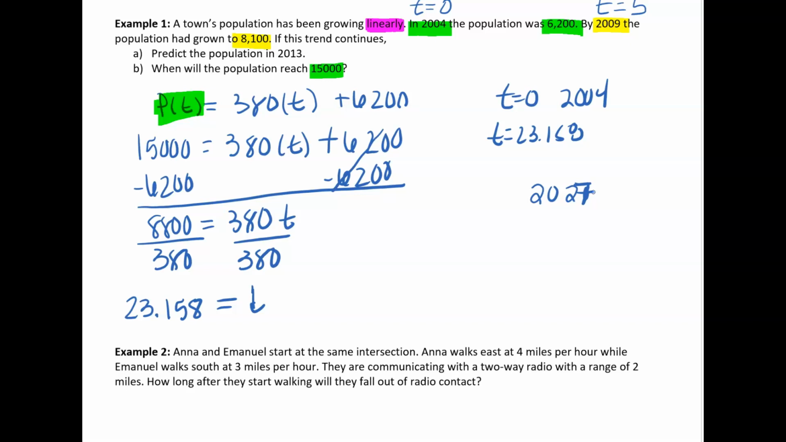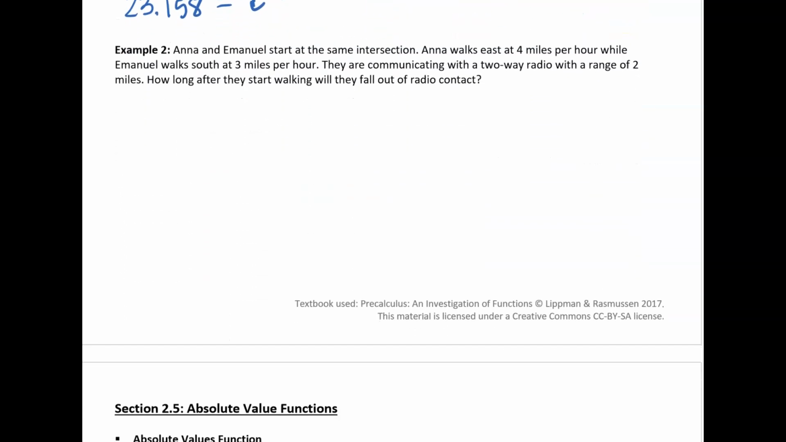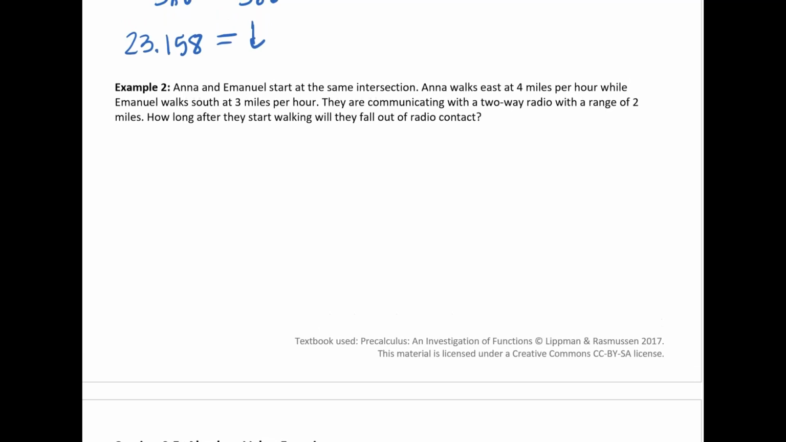So in the first one, we were talking about the town's population. Let's look at example number 2. Example number 2 says, Anna and Emmanuel start at the same intersection. Anna walks east at 4 miles per hour, while Emmanuel walks south at 3 miles per hour. They are communicating with a two-way radio with a range of 2 miles. How long after they start walking will they fall out of radio contact?